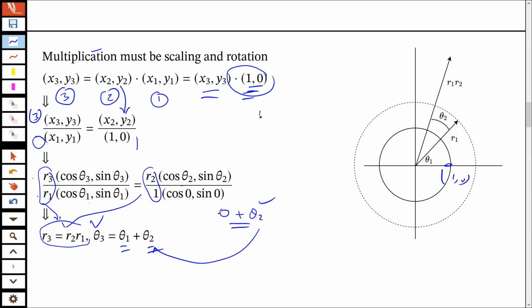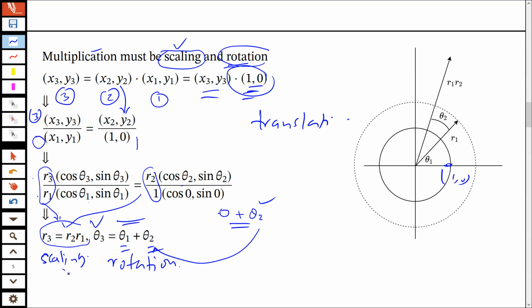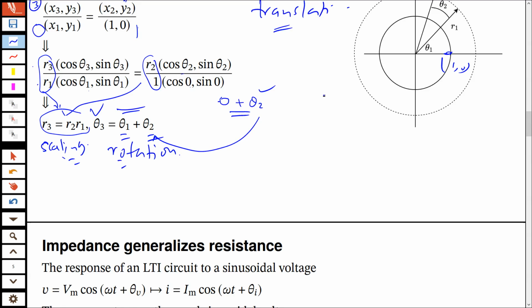addition is again translation, but this time it's in 2D, and multiplication is not only scaling, because in real it was only scaling, but now it also involves rotation because the angles change. So multiplication in complex plane is rotation as well as scaling. It involves two operations, and translation is simple translation. So let's see how we use these ideas.